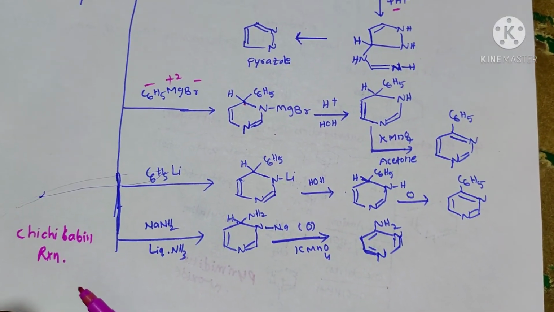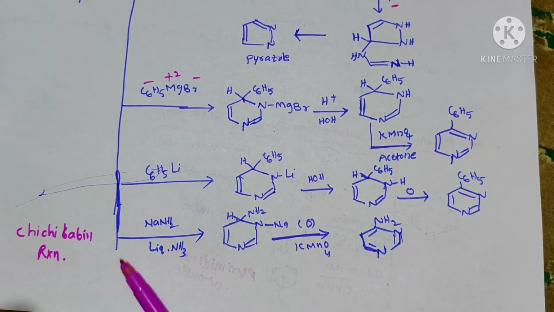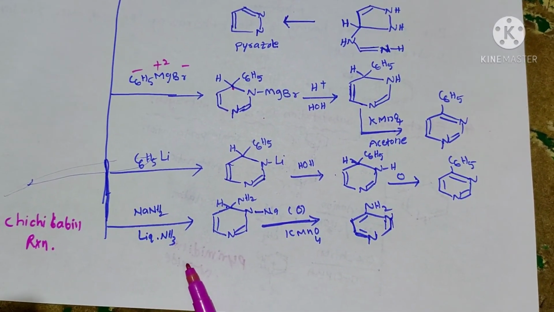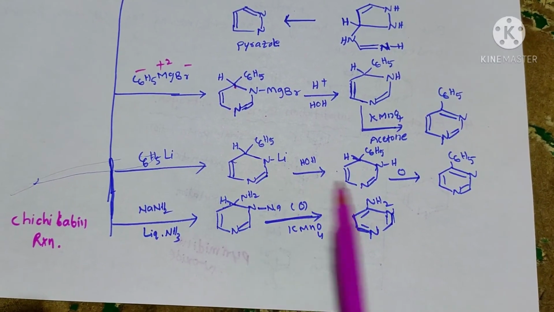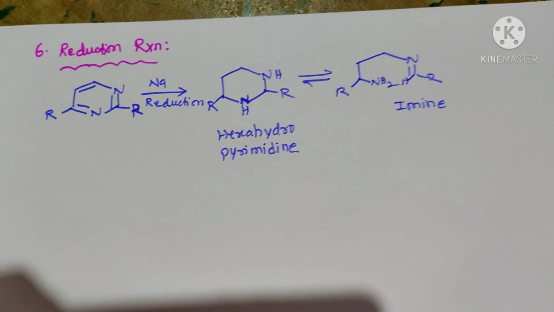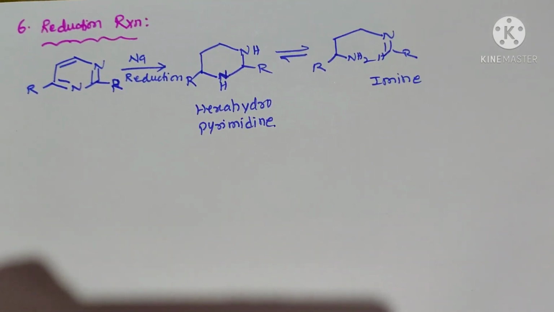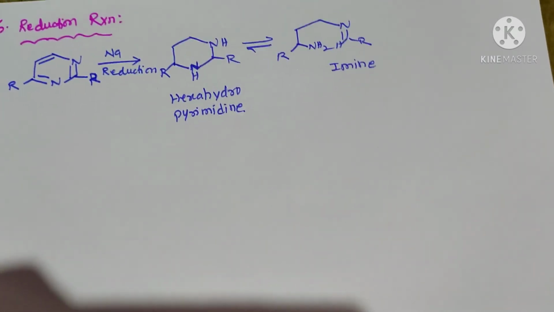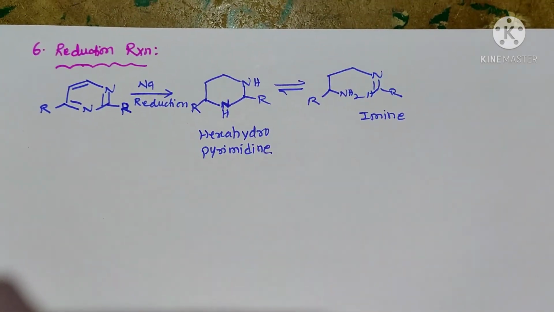The Chichibabin is a nucleophilic substitution reaction. In this reaction, it is treated with sodamide in the presence of liquid ammonia. So here an amine group will be substituted at the 4th position. Next one is the reduction reaction. This pyrimidine gives different products with different reducing agents. Here we are taking simply one example.